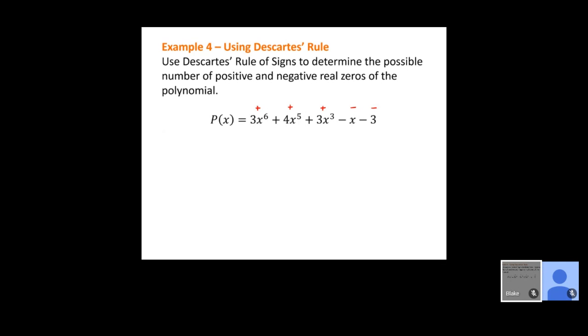So if I'm going down, I'm only looking for where the signs change. How many sign changes do I have? I went from positive to positive, that's not a change. Then I went from positive to positive, not a change. Then I went from positive to negative. Here is our first sign change in that polynomial. And then it went from negative to negative. The sign did not change there. So in this case, there's only one sign change. So in terms of positive real zeros, there can only be one.